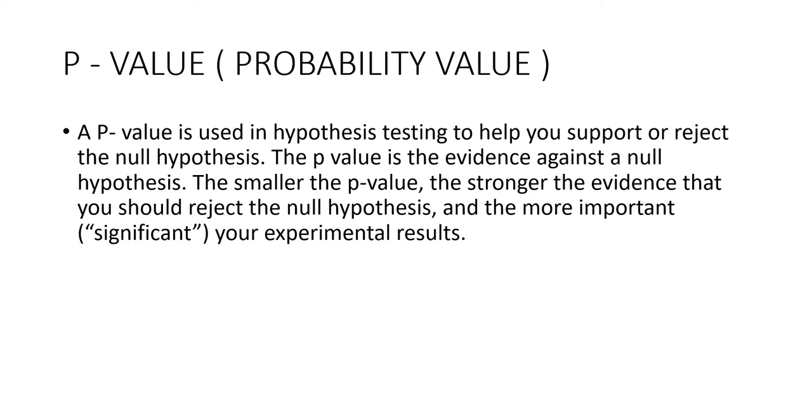Now I am discussing the p-value in this video. That is the probability value. A p-value is used in hypothesis testing to help you support or reject the null hypothesis. Based on the p-value, you will support or reject the null hypothesis. The p-value is the evidence against the null hypothesis. The smaller the p-value, the stronger the evidence that you should reject the null hypothesis, and the more important your experimental results. Very important.